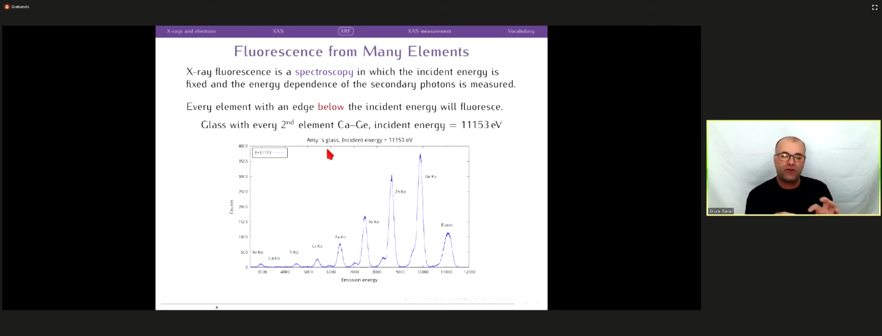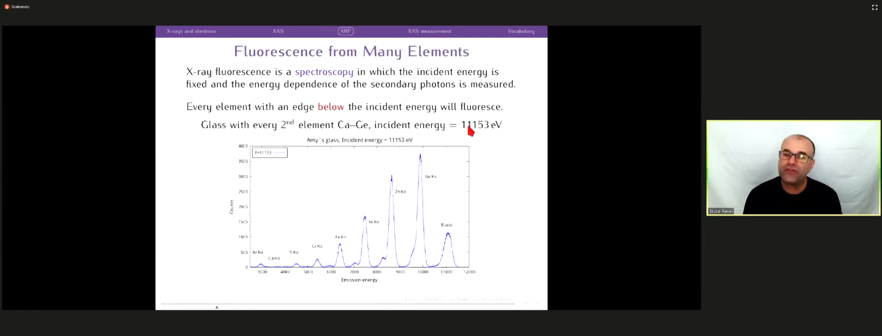This is a very simple little tool I use at the beamline to help me calibrate my detector. It's a piece of glass that has a known amount of every other element between calcium and germanium mixed into this glassy matrix. I hit it with an incident energy a little bit above 11 keV. You see the evidence of the incident energy here in the elastic peak, because there's a probability that some of the photons that hit a sample just bounce off of it like billiard balls without losing any energy. You see that here in this peak that I've labeled the elastic peak.